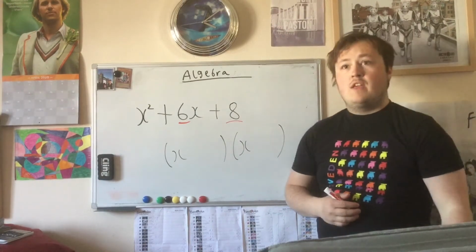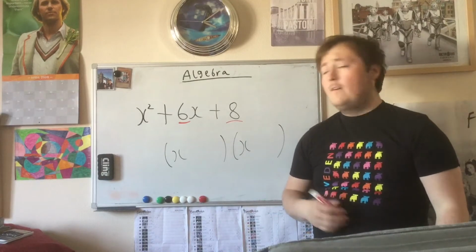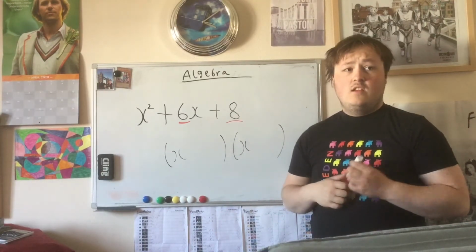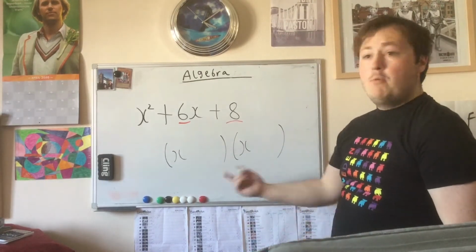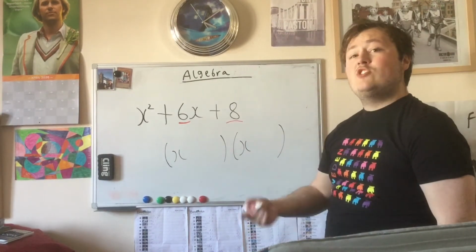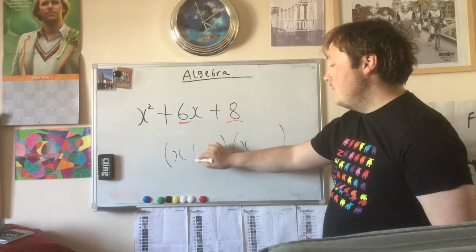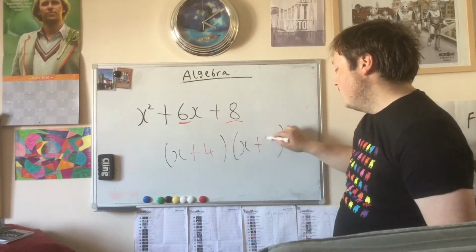Then we have, well, the only other ones I can think of are 2 and 4. They multiply together to get 8. 2 and 4 added together gets us 6. So we put those in these brackets. Does it matter which order we put them in? No. So that would be x plus 4, x plus 2.